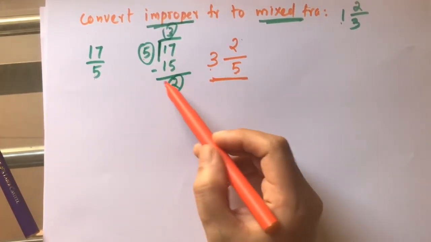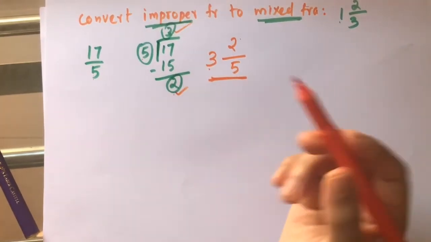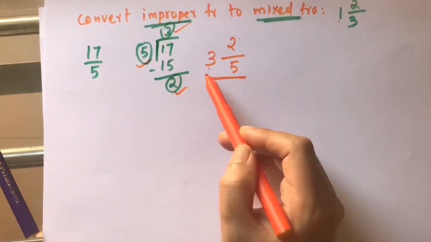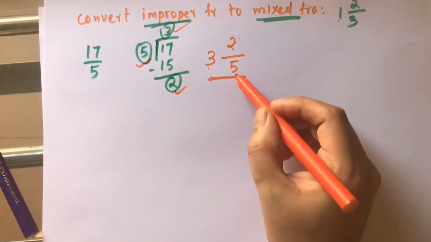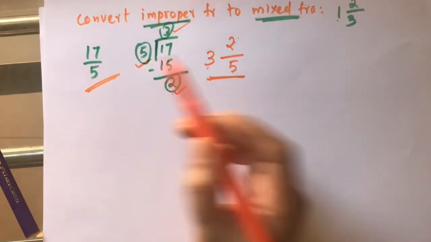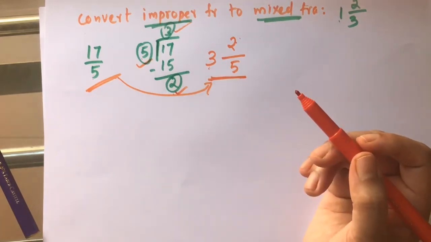First, normal division. We got quotient 3, remainder 2 and divisor 5. So first write the quotient, then write the remainder, then write the divisor. So the improper fraction is changed to a mixed fraction now.